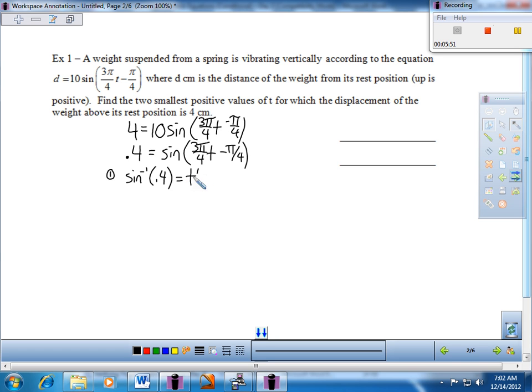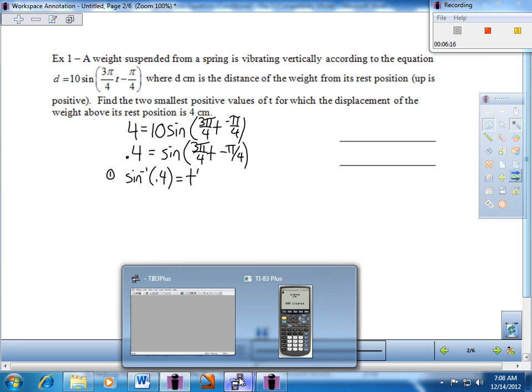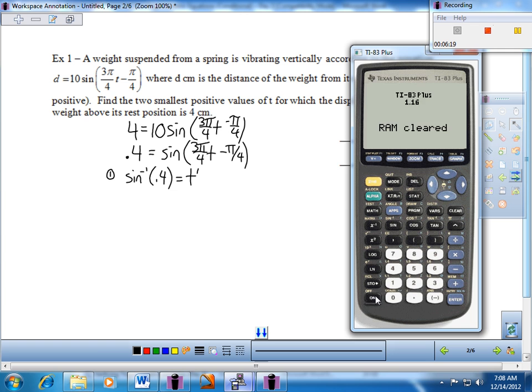Otherwise, we have to do a whole lot of interpreting. I mean, we can do it. I just feel like this is a little more straightforward in that if we take the inverse sine, and it's positive anyway, that's not a big deal. Basically if I take the inverse sine of 0.4, that will give me my t prime here. Okay, well, let's go ahead. I'm going to bring my calculator up, and let's get that piece going.